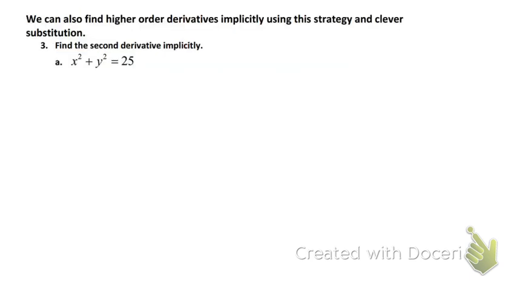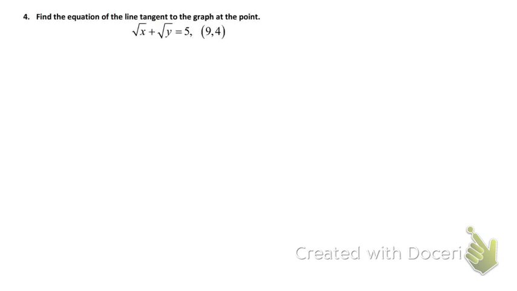Oh boy, we get to find the second derivative. Okay, we got another circle centered at the origin and radius of 5. Let's see, what do we have after this? Oh, that nasty thing. Okay, we're almost there.